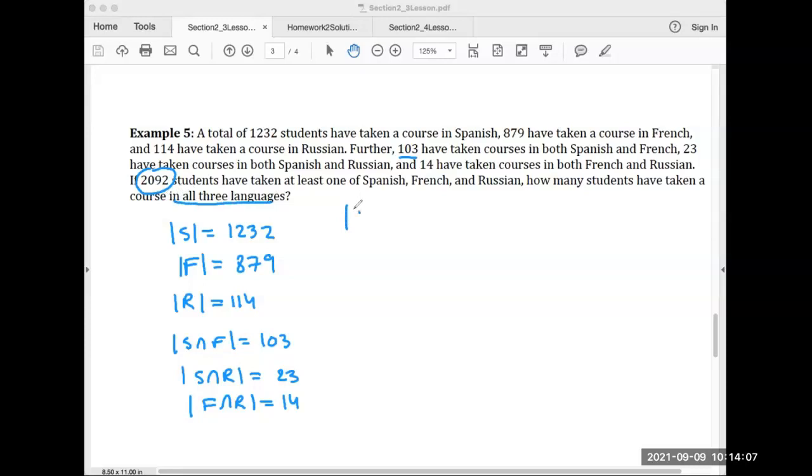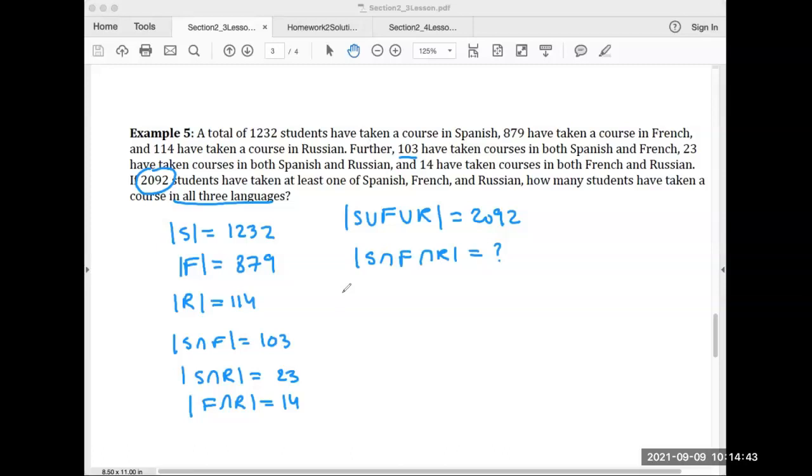So we're given the union of Spanish, French, and Russian is 2092, and we need to find the intersection of all 3. That's what this problem is asking us. You can see how the law of inclusion-exclusion really simplifies things for these kinds of problems. Venn diagrams are fine, but even those are kind of a pain to draw. But if you know the formula, you just assign numbers to each of the things in the formula and plug it in.